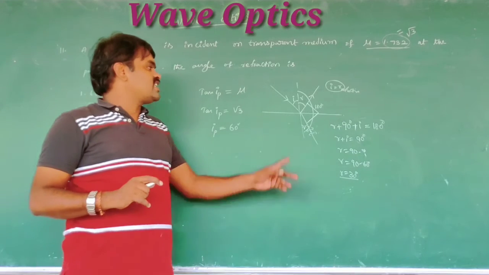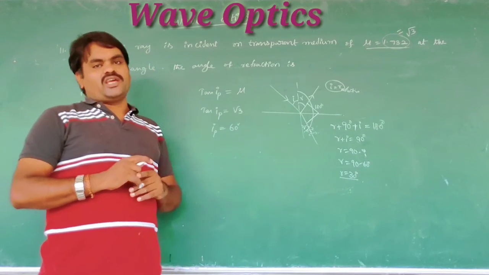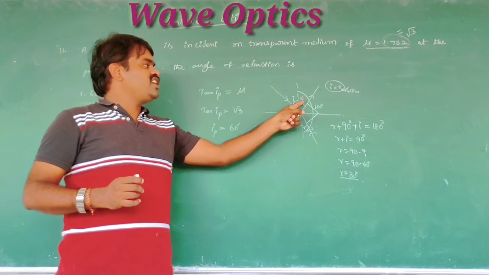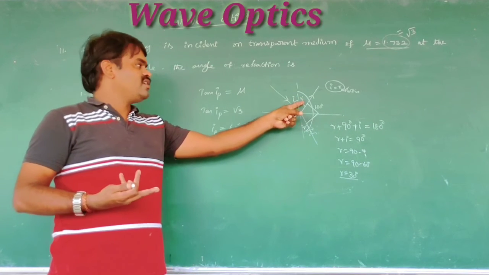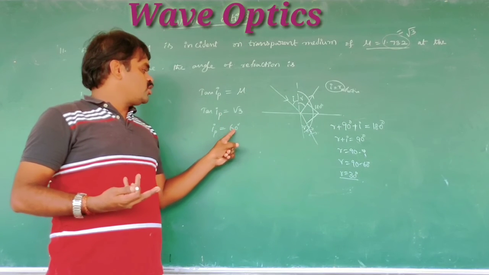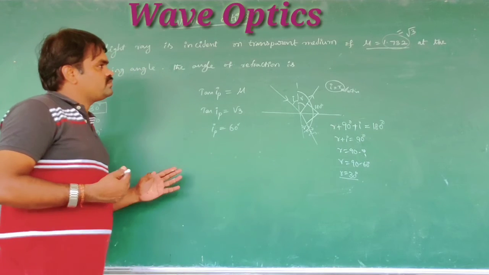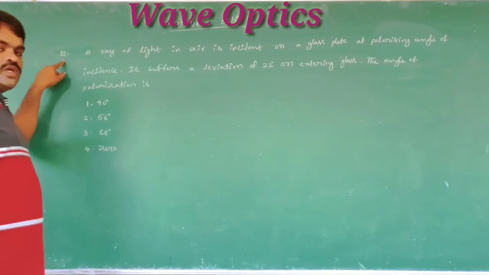But in the question they are asking the angle of reflection. Here according to the law of reflection, the angle of incidence is equal to the angle of reflection. At that time Ip is equal to 60. This is called the angle of reflection. Thank you. To the 12th one.